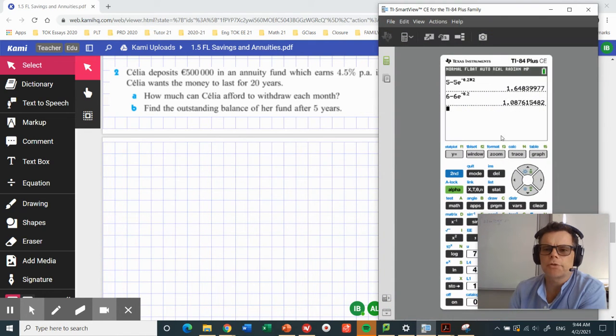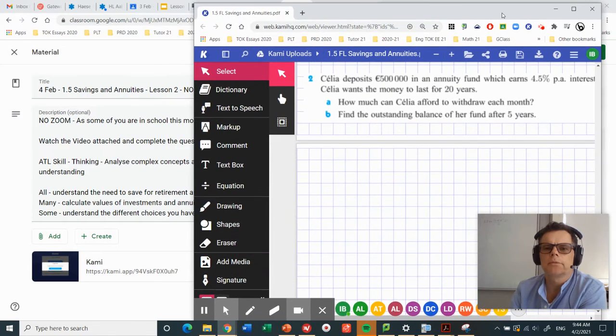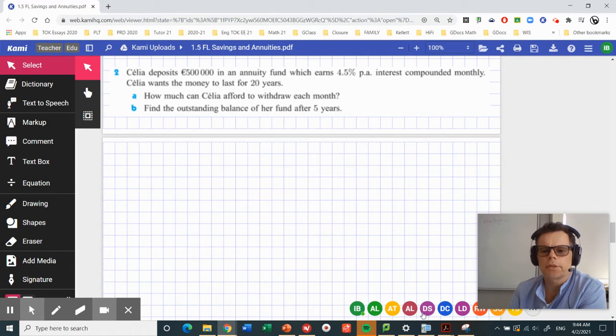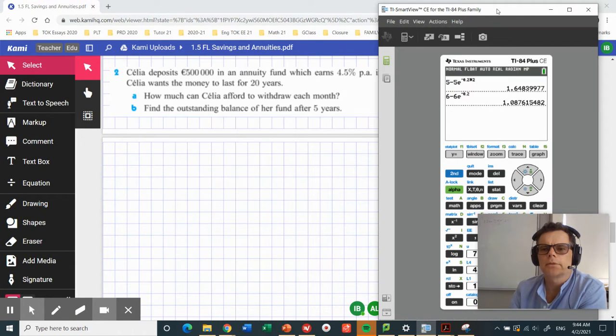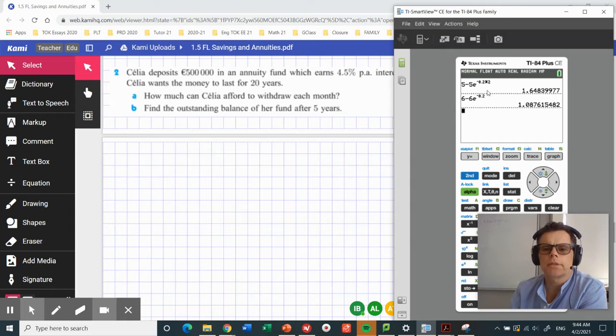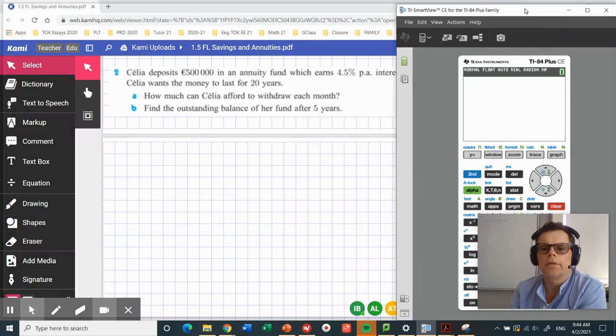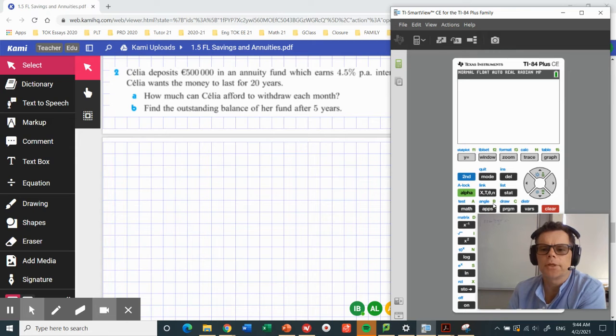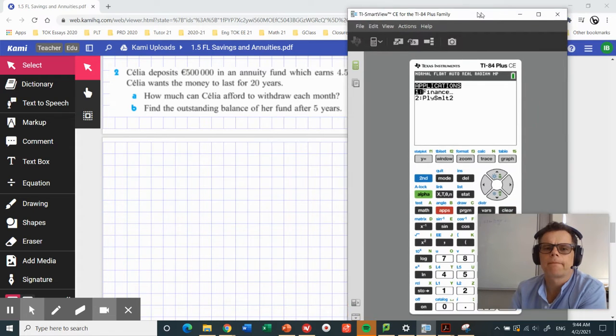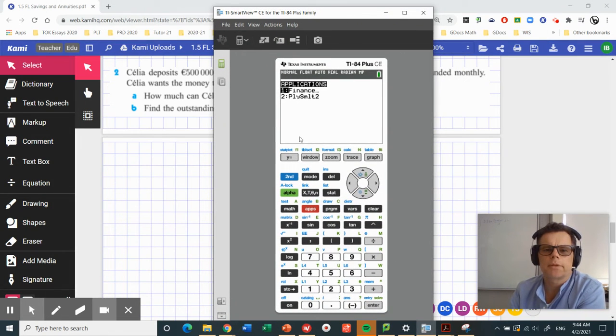I'll use my GDC straight away onto your calculator. Whoops-a-daisy. Let's try that again. Onto your calculator. And we've got some information here, but we are always going to be using the finance app on our GDC. So we go to apps, and then finance app number 1, TVM solver number 1.